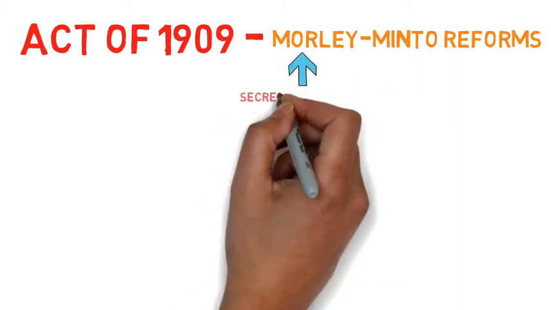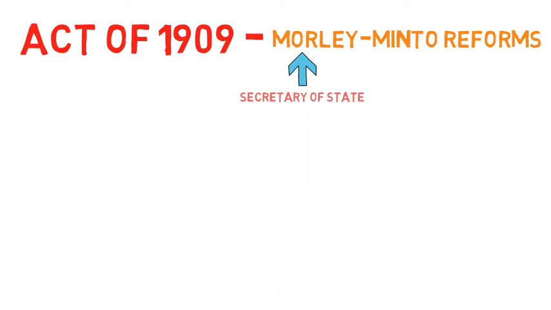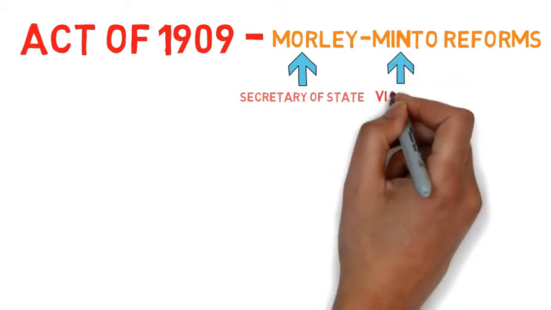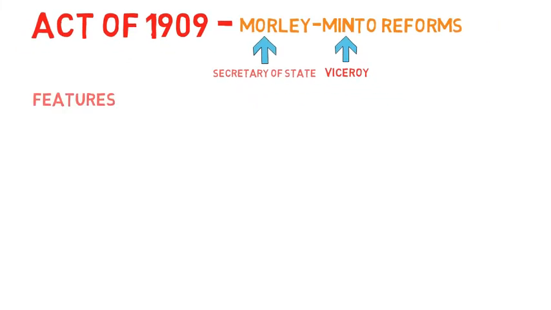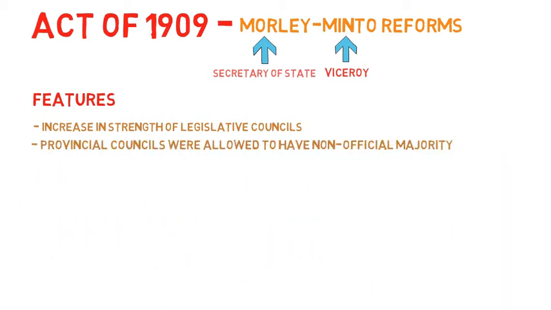Lord Morley was the Secretary of State for India, that is, a designated member of the British Cabinet based in Britain, and Lord Minto was the Viceroy of India, based at the capital, Calcutta. The Act increased the strength of both the central and provincial legislative councils. Official majority was maintained at the Central Legislative Council, but provincial councils were now allowed to have non-official majority.